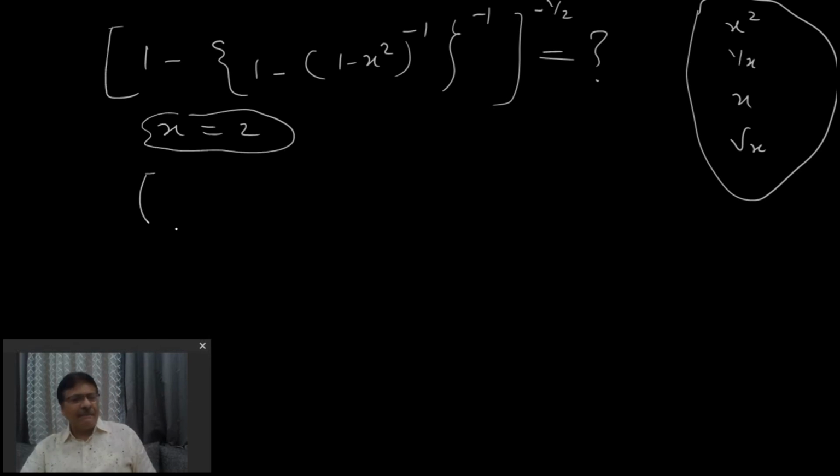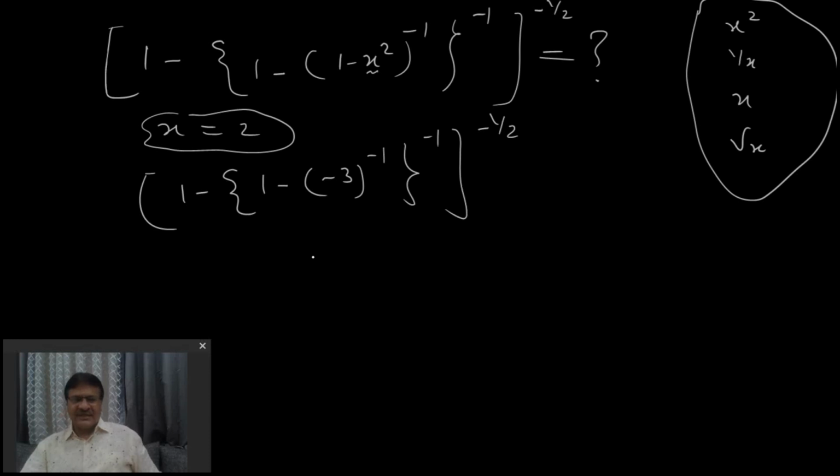see what comes. If I take x as 2, then 2 square is what? 4, and 1 minus 4 is what? Minus 3. So it's minus 3, power minus 1, again power minus 1, again minus 1 by 2. Is that clear? Now 1 minus, minus 3 power minus 1 is what? 1 upon minus 3. So 1 upon 3 I am writing here, and that minus, minus becomes plus, again power minus 1.